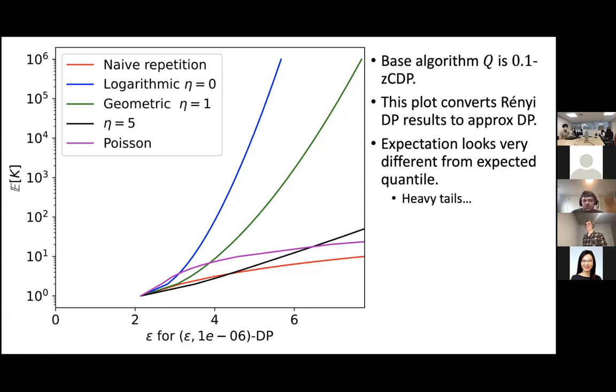We're seeing it, this looks very different to the previous plot, right? On this plot, if we're just looking at the expectation, the logarithmic distribution looks really good. This is the one that gives you the highest expectation for any given privacy budget, except for very small privacy budgets. And what's happening here is the heavy tail. We're getting a huge expectation, but that's because there are very heavy tails on that distribution.